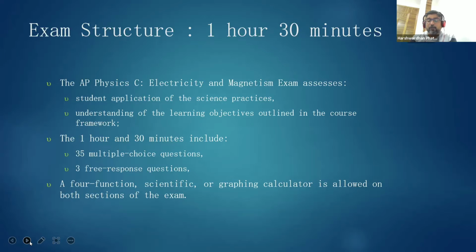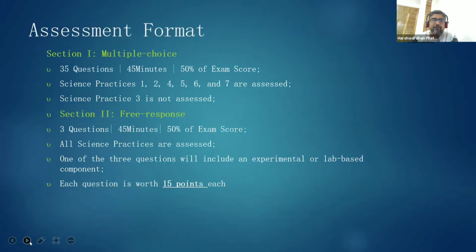So definitely it is not going to be a memory test or a calculation test, because the calculator and formula sheets are provided on the test itself.